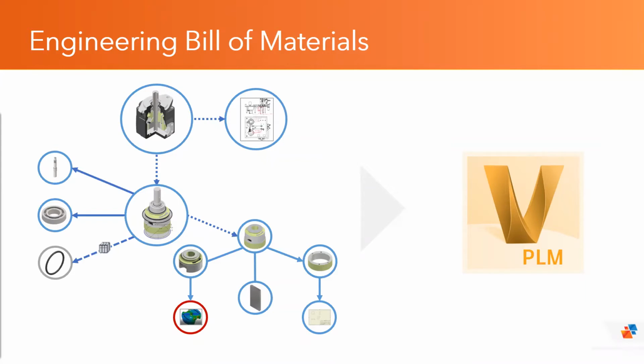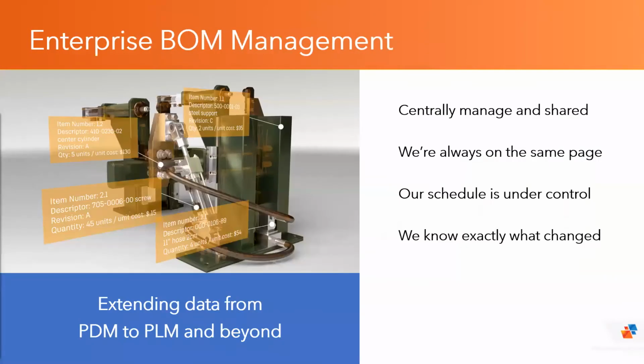So let's talk about the next step. The next step is enterprise BOM management. You need to share your bill of materials with downstream functions like procurement, manufacturing, quality, and service, so they are working with a complete definition of the product for better product performance and better business results.